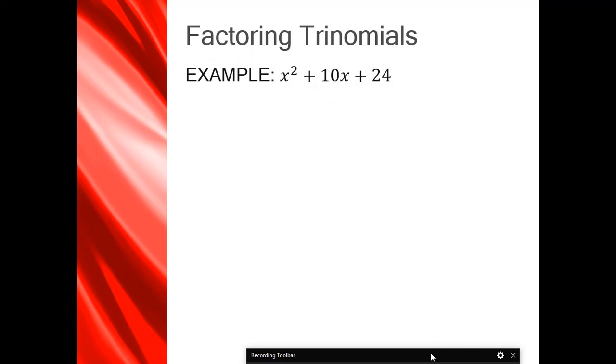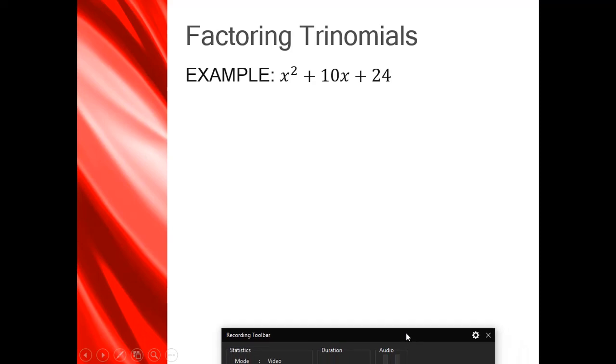We're going to use this first example and walk through the procedure. In this first example, I can see that the value of A is 1, so the product sum method should work. The value of B is 10, and the value of C is 24. One of the things you want to pay attention to are the signs of B and C. If they're positive, likely both of your factors are positive. But if one's positive and one's negative, we might have to look at a combination of factors that contain both a positive and a negative.